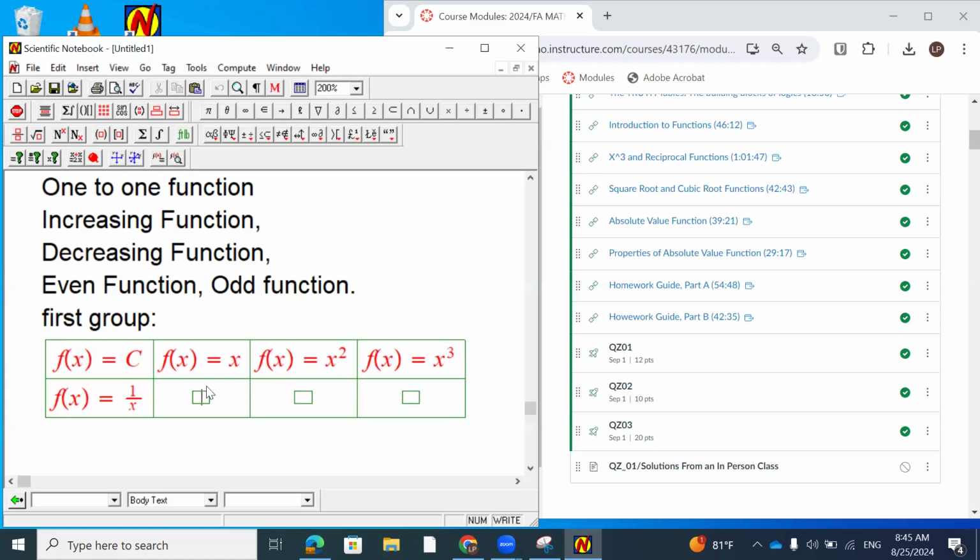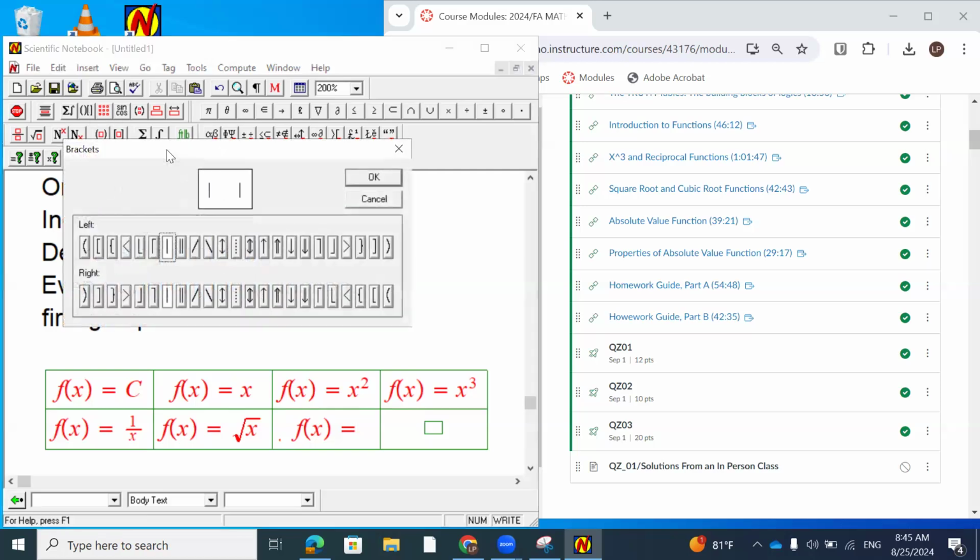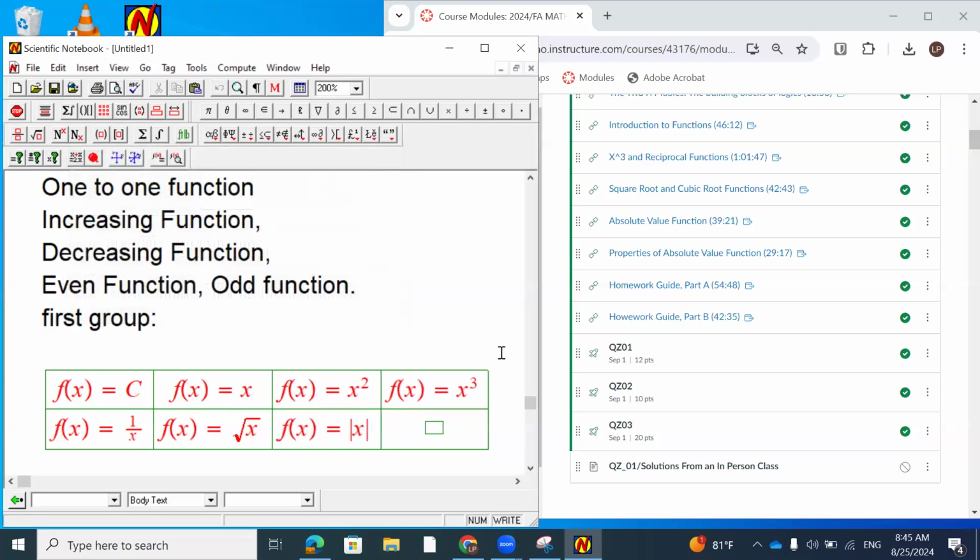Okay. And the next one is the root function, the square root function. And the next one is going to be the absolute value function. And last but not least is the cubic root function.